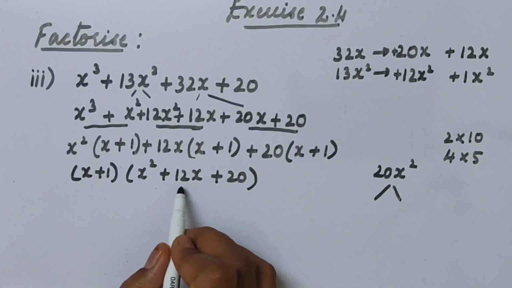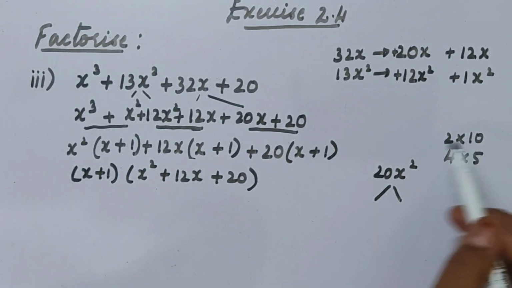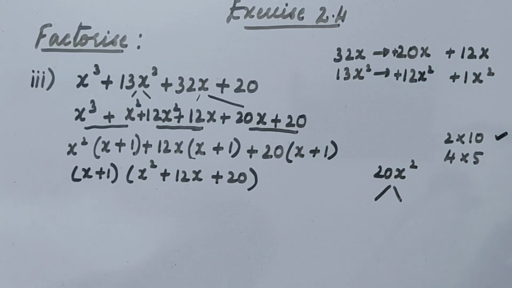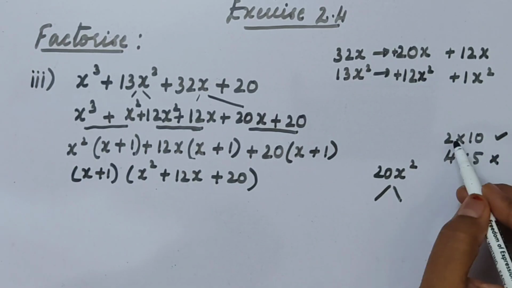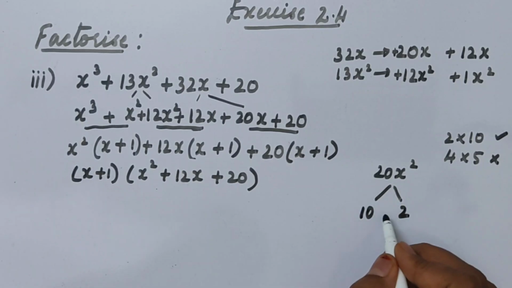I have to get 12. You add or subtract. Okay. We need to check. If I add, I have to get 12 here. This will work. But 4 and 5 when I add, I'll get 9. So no, I cannot take these factors. So I need to take these two factors, students. That is 10 and 2. So always write the greater number first.